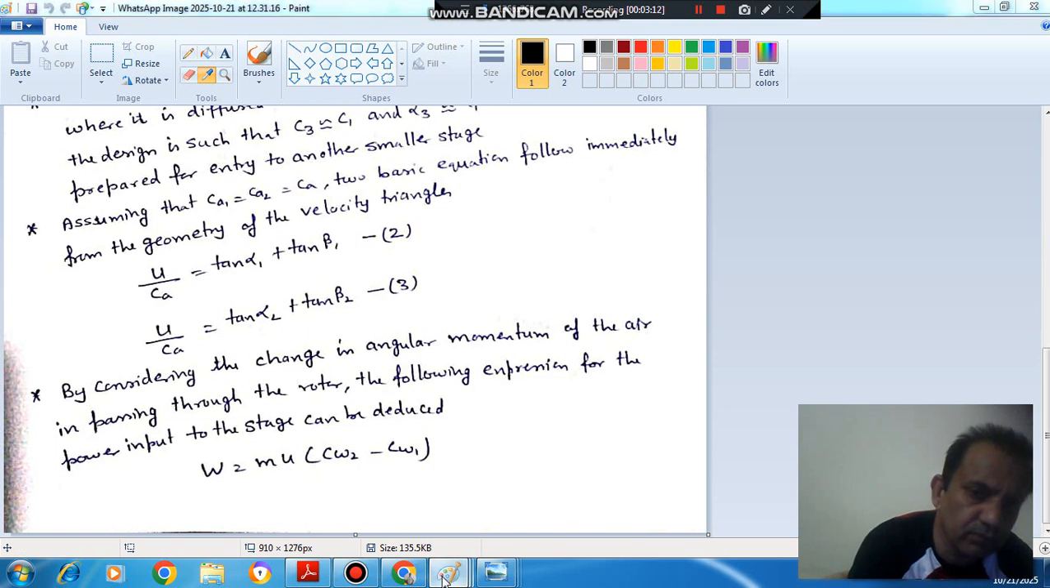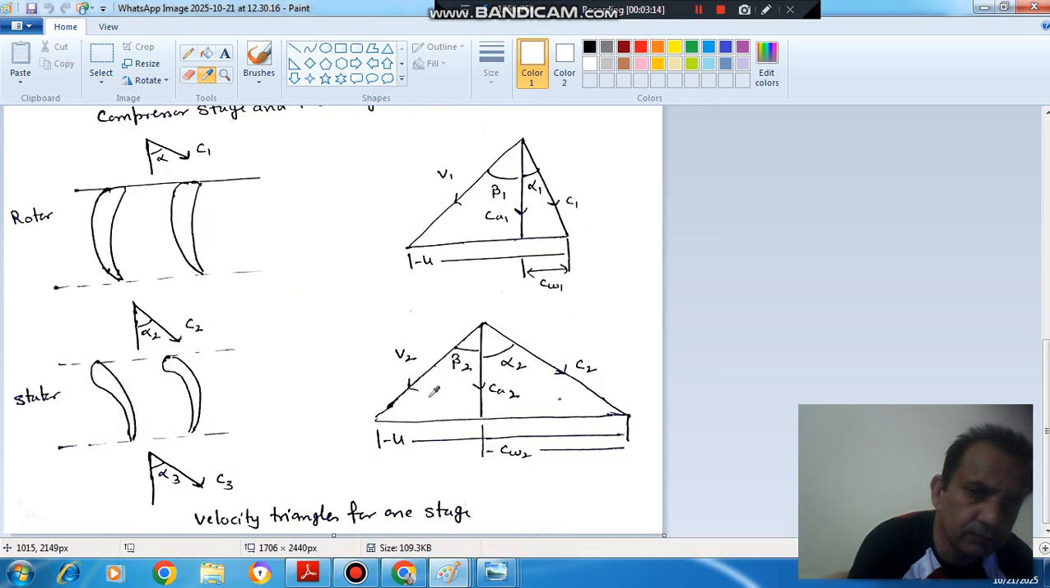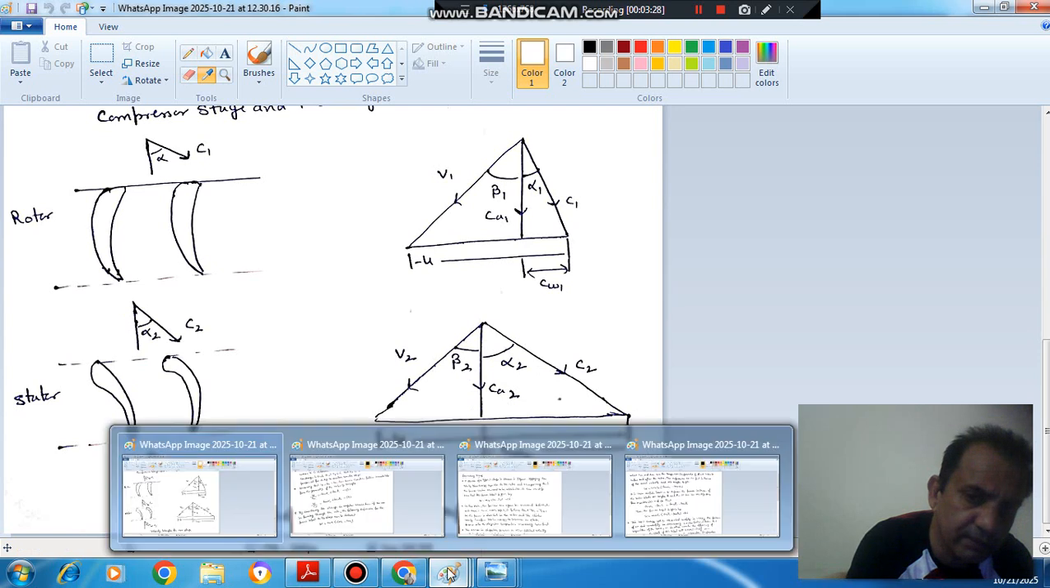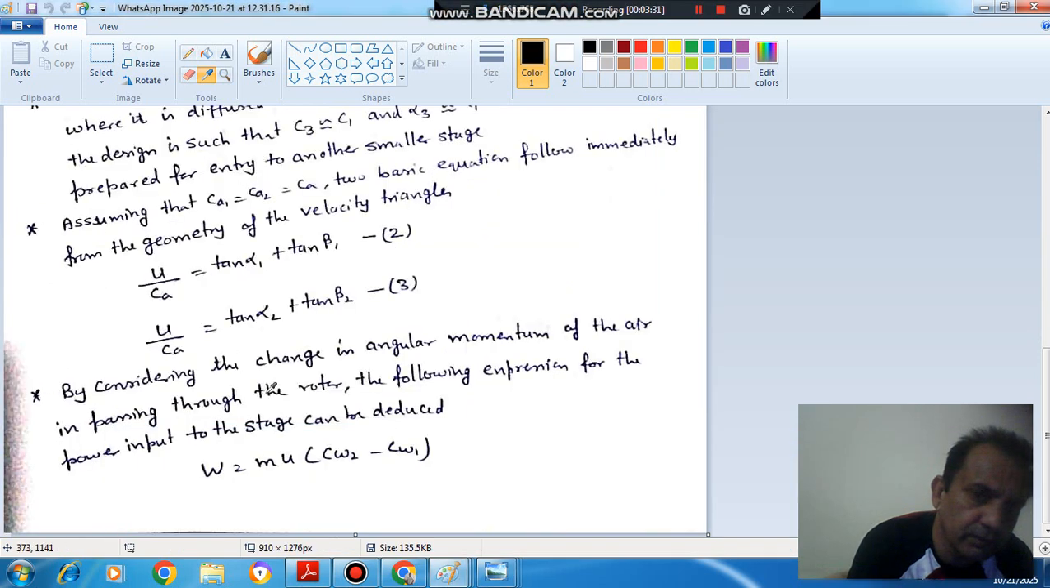Similarly, from the outlet velocity diagram, we have this part as CA2 tan beta 2, and this part is CA2 tan alpha 2, or U by CA is your tan alpha 2 plus tan beta 2. This is equation 3.